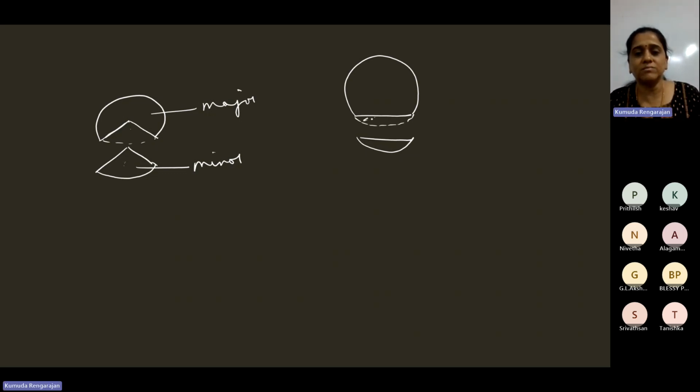This is the minor segment. This is the major segment. The minor segment will not contain the center of the circle. The major segment will contain the center of the circle. If you put the major segment and the minor segment together, that will make the full circle. If you put the minor sector and the major sector together, that will make the full circle.